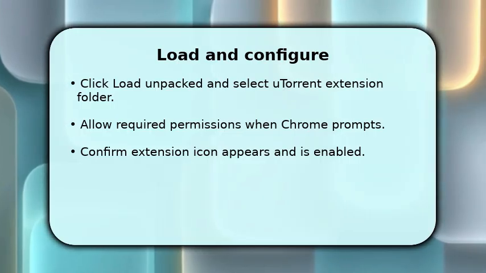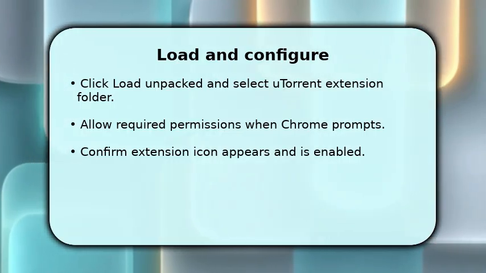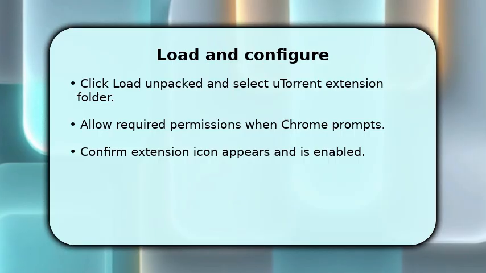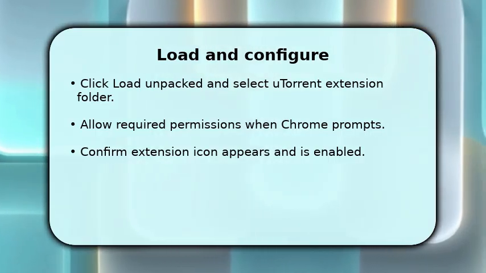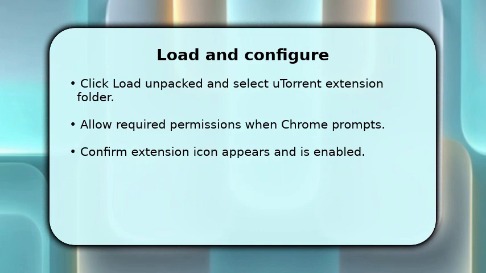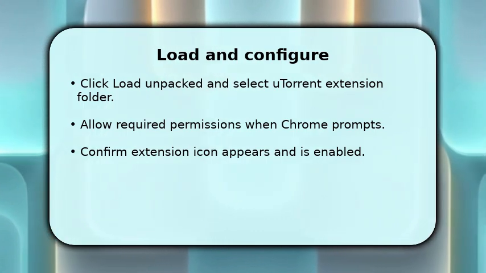Once loaded, pin the extension to the toolbar for quick access and open its options to set default download directories or port settings to match your uTorrent client. Make sure the extension shows as enabled, otherwise it won't intercept torrent links.